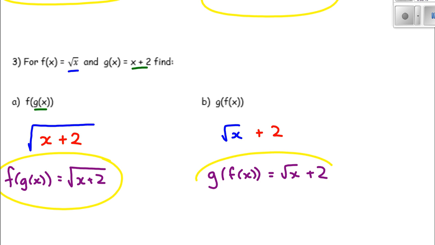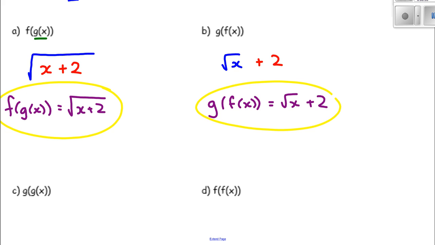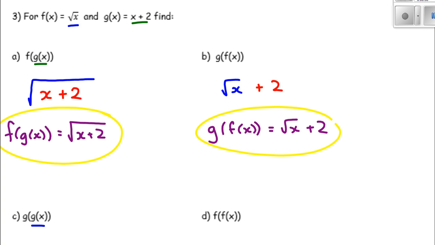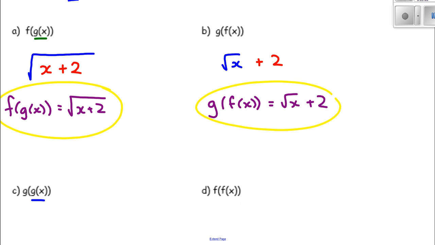And are there any more examples? Yes, there is. G of g of x. So we're subbing g of x into itself. So you can see above, g of x is x plus 2. It's subbed into x plus 2. So don't forget there's a plus 2 at the end. So therefore g of g of x is x plus 4. We add like terms.